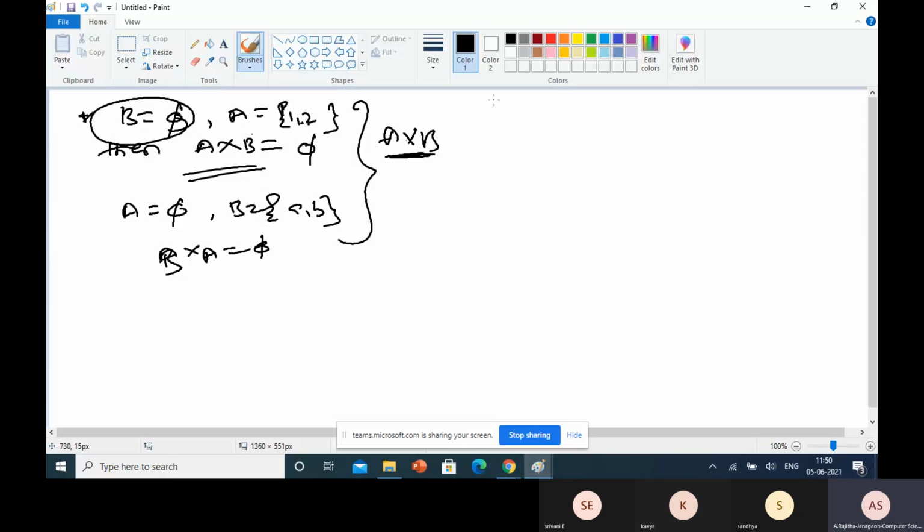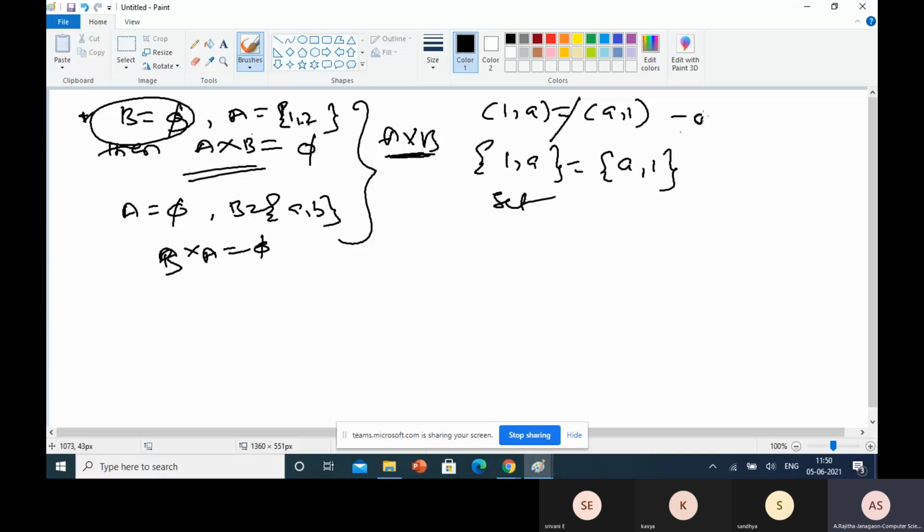Coming to ordered pairs, observe that (1, a) is an ordered pair and (a, 1) is another ordered pair. These two are not equal. Whereas the sets {1, a} and {a, 1} are equal, because a set is unordered. That's why these two sets are equal, but the ordered pairs are not equal. So this is the concept.